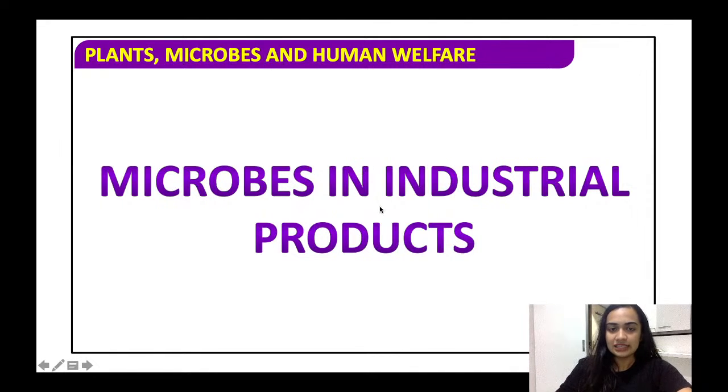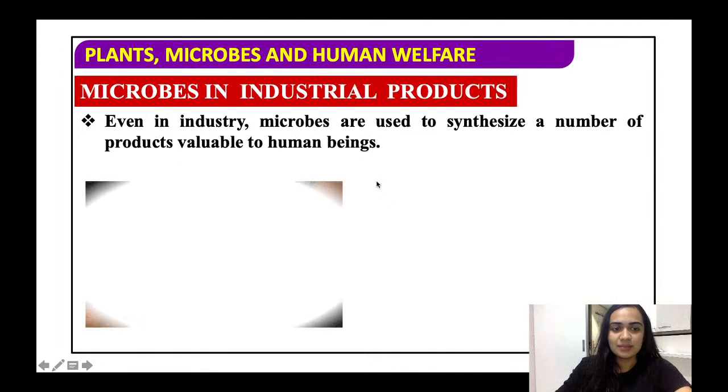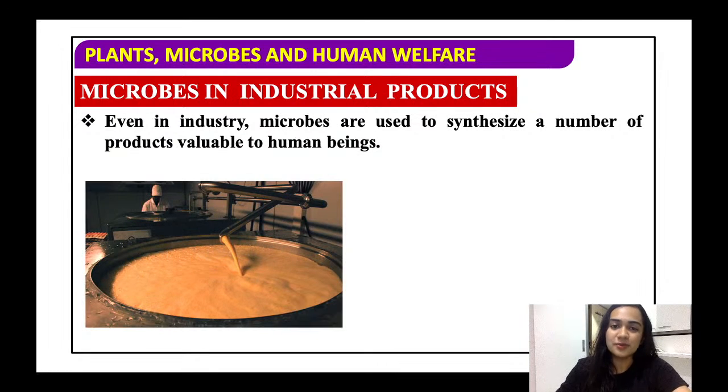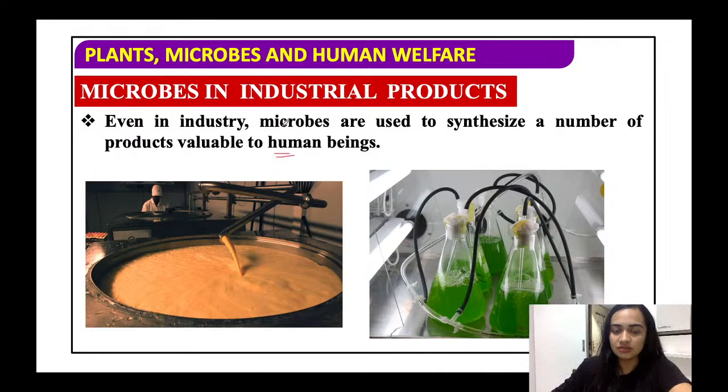तो क्या होता है कि सबसे इम्पॉर्टेंट जो स्टेप होती है इंडस्ट्री में, वो होता है हमारा फर्मेंटेशन. फाइन. So even in the industry, microbes are used to synthesize a number of products that are valuable to human beings. That is, we know, and this is how large processes in industries are carried out. All these fermenters or fermentation tanks, which are commonly called bioreactors, are very widely used. Why do we use them? To manufacture a product that is valuable to us humans.